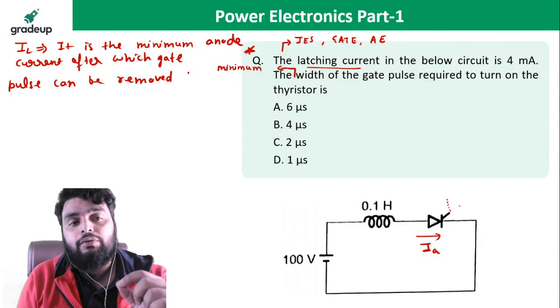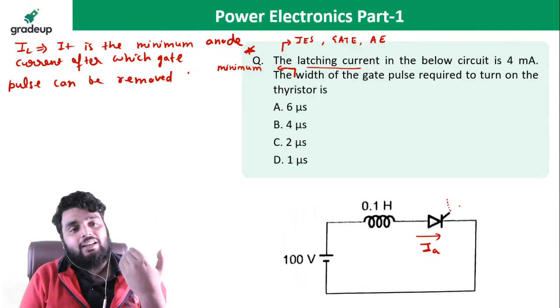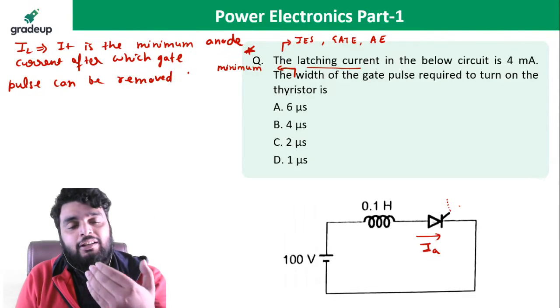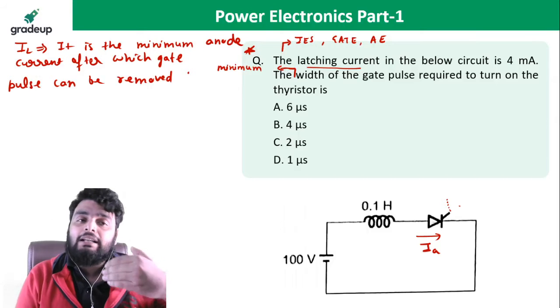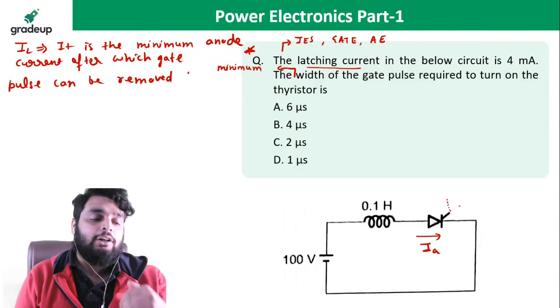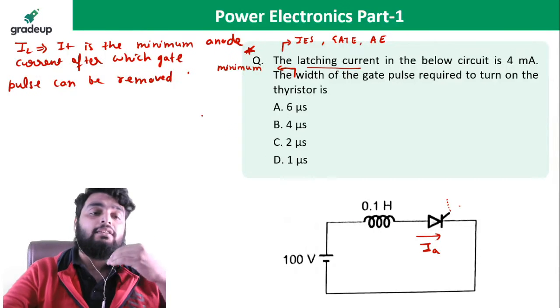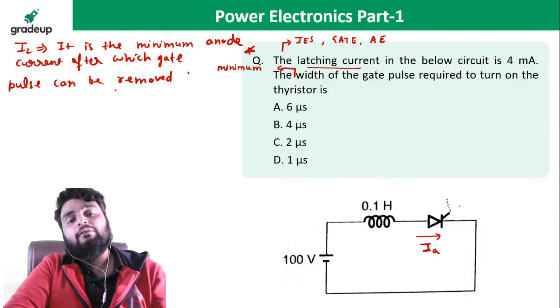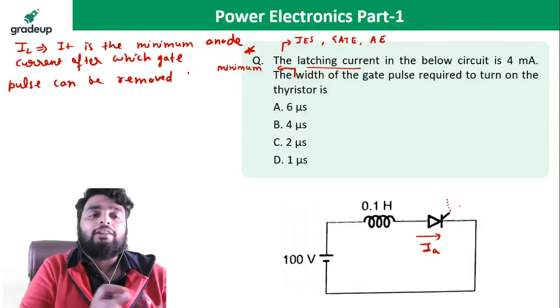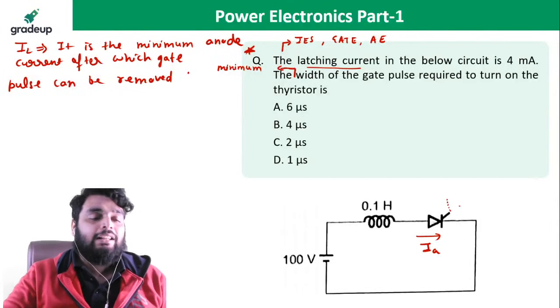Now, if you are removing the gate pulse before the anode current reaches the latching current, your thyristor will again turn off. But if you remove the gate pulse after the IA crosses the latching current, then your thyristor will remain turned on and it will not get turned off. Got my point? So latching current क्या है?